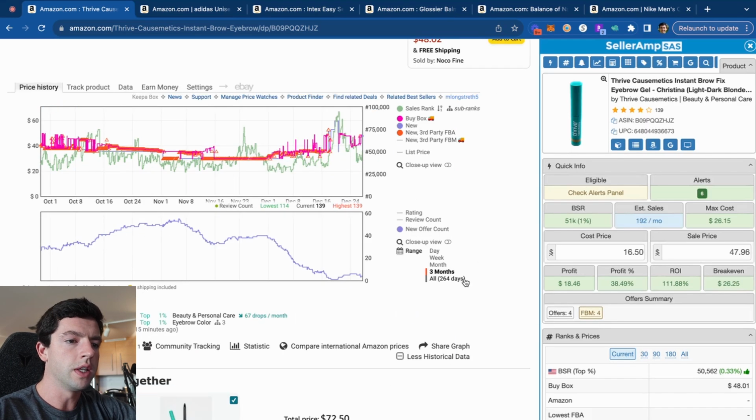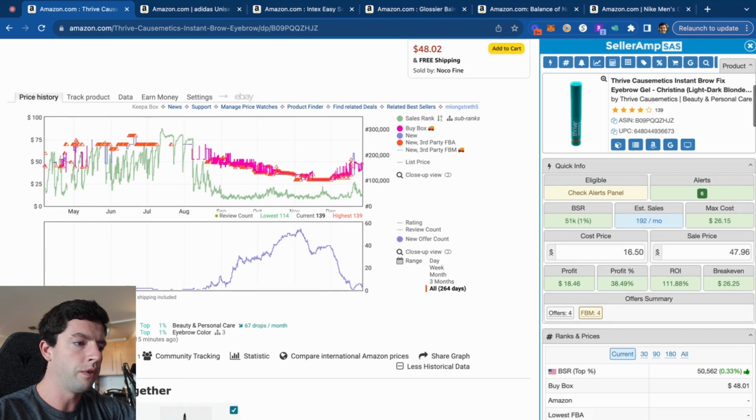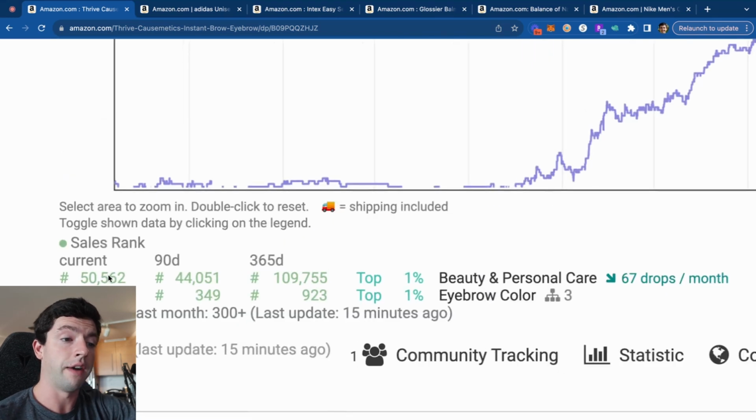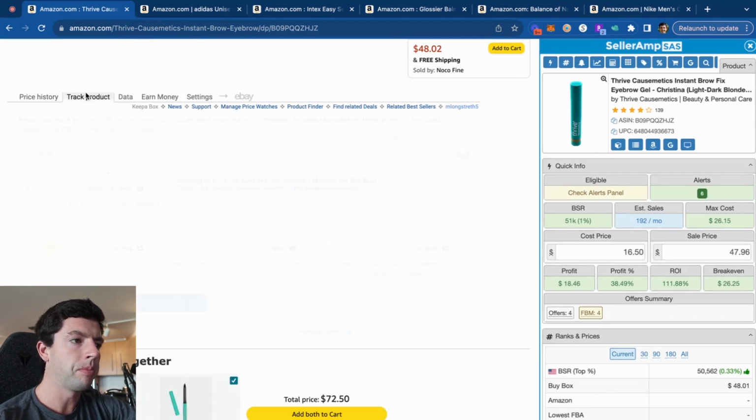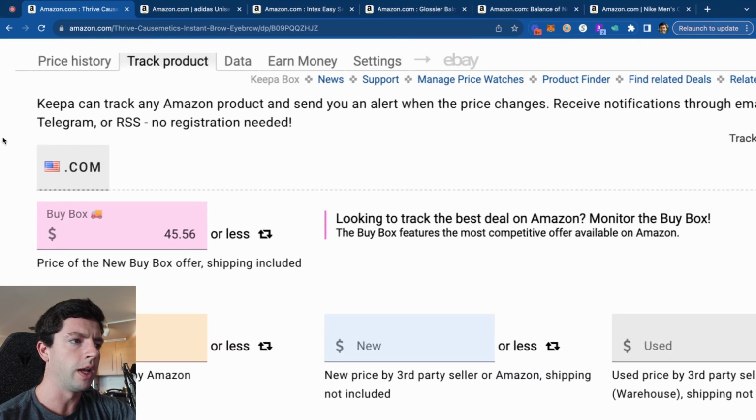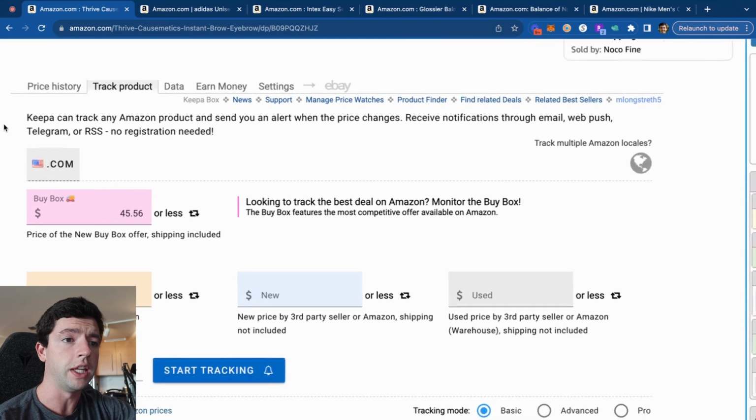Now, we can see over time exactly what that's gone for. You can see the averages here, which is pretty cool, and I think it's pretty helpful to be cognizant of that data as well. And then this track product tab, I wouldn't really recommend worrying about this. This is where you can set up what's called Keepa alerts.